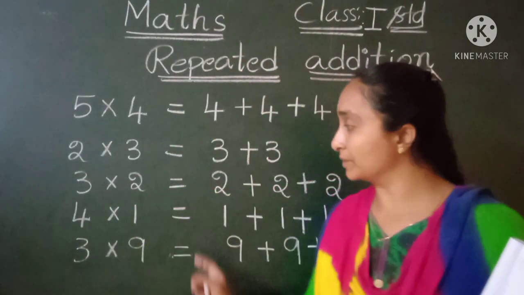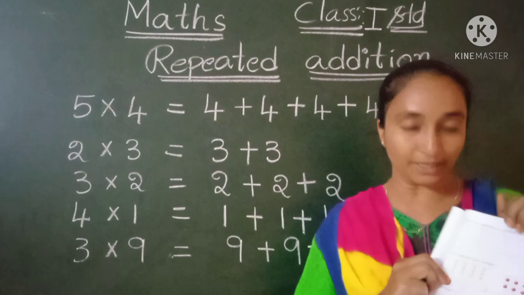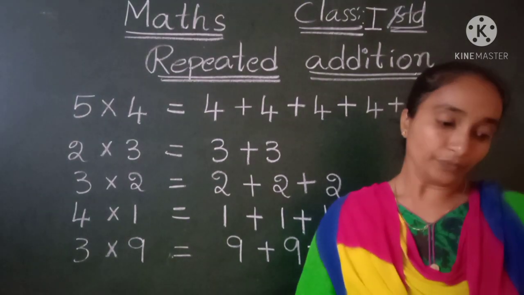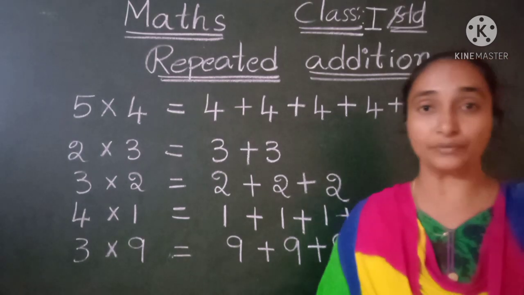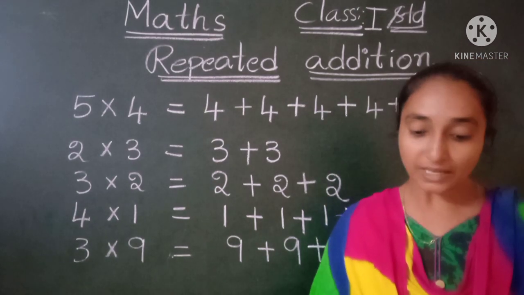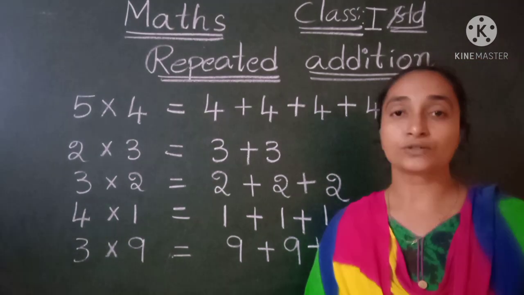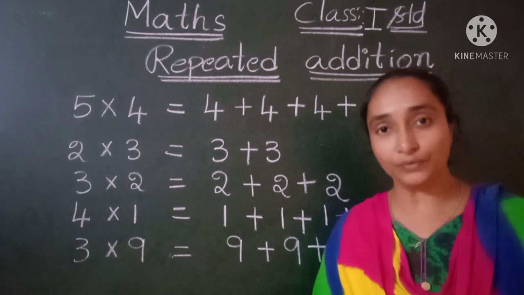So all these examples we have completed in our textbook. Now the second one, the other one they have given, children, with the pictures. They have given the pictures also. First add and then multiply. So here we have to add and then we have to multiply.